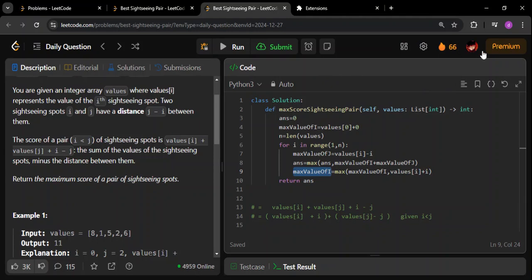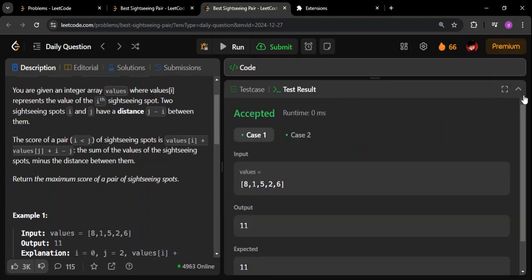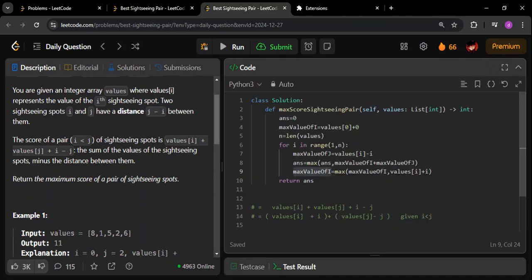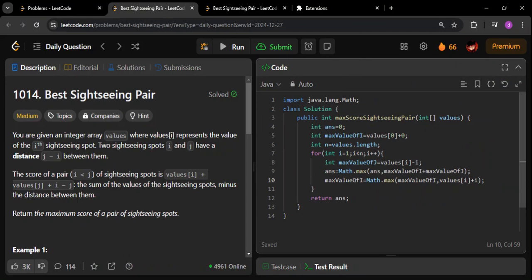Okay, let me quickly run this and show it to you. As you can see, this is clearing all the test cases and is accepted. So this was the Python solution. Let me come to the Java solution also. In Java also we are doing exactly the same thing, and since there is no data structure involved, this is going to look pretty simple. Okay, this is exactly the same thing.